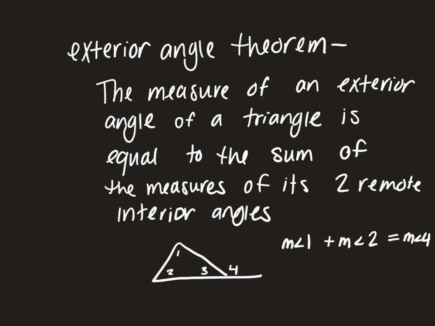Which makes sense though, right? Because this is a linear pair which adds up to 180, and the inside of the triangle has to add up to 180. So if we already have this angle, then these two would have to add up to the same thing this does. It's kind of cool how it all comes together.